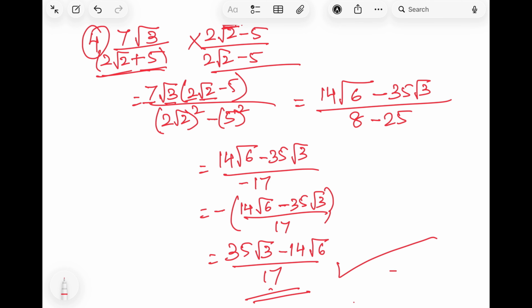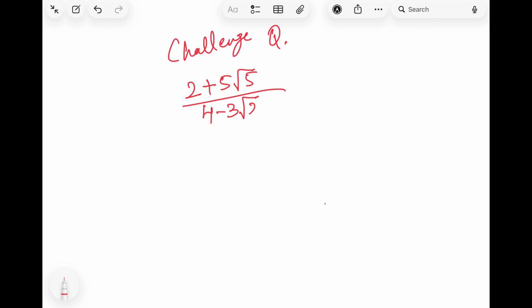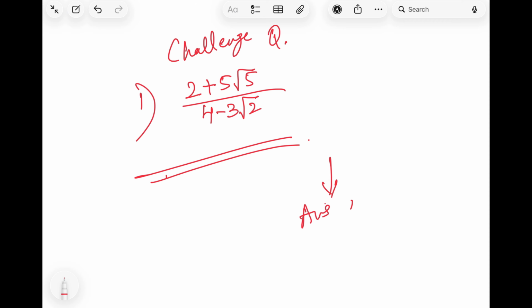So that's it for today. I know the surds are a little challenging for everyone. We'll just take up the last challenge question. Please solve the question and give me the answer. I will check the answer for sure. Also, I will give you the correct answer once I get any one answer from anyone. So this is a little tricky one. Please try and solve this challenge question and write the answer in the comment section below.